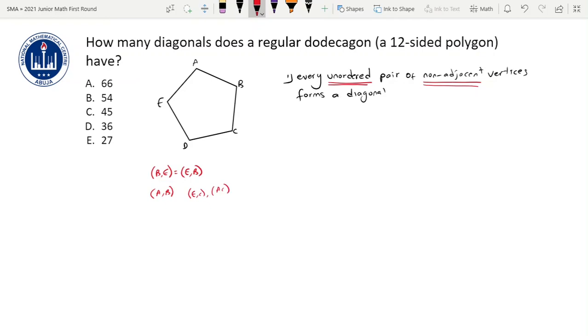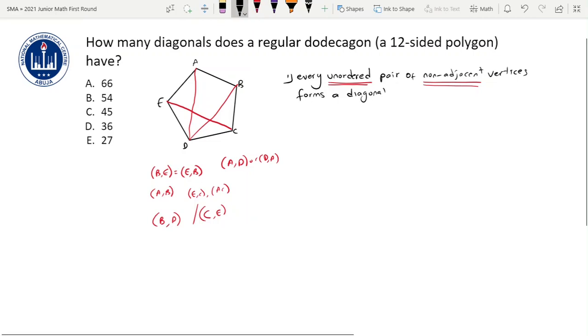Okay, now to demonstrate how this first observation makes sense, let's say we pick the pair of vertices B, D. If you join B and D, you have a diagonal. If you pick the pair CE, if you join C and E, you have a diagonal. Notice that C and E are non-adjacent vertices. B and D too are non-adjacent vertices of this shape. If you pick the pair, let's say AD or DA, since they are the same, you also have another diagonal of this shape. So that's the first observation that we're going to make use of while solving this question.